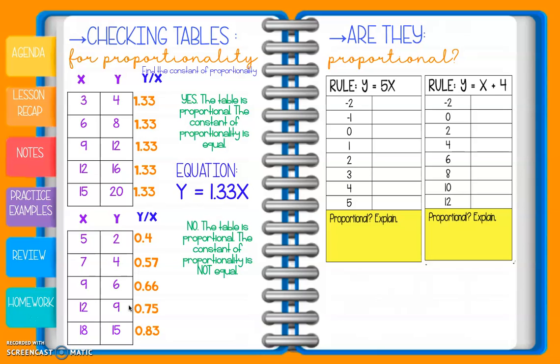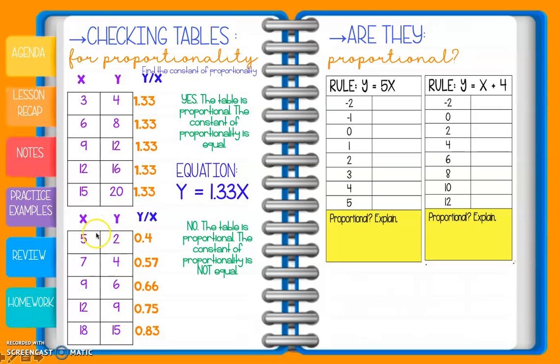However, we can still write a rule or an equation for this table by looking at what we're doing to the independent, or the x variable, to get the y. Okay, so if we take a look here, to get from 5 to 2, we would subtract 3. To get from 7 to 4, we would subtract 3. To get from 9 to 6, we could subtract 3. Same thing for 12 to 9 and 18 to 5.